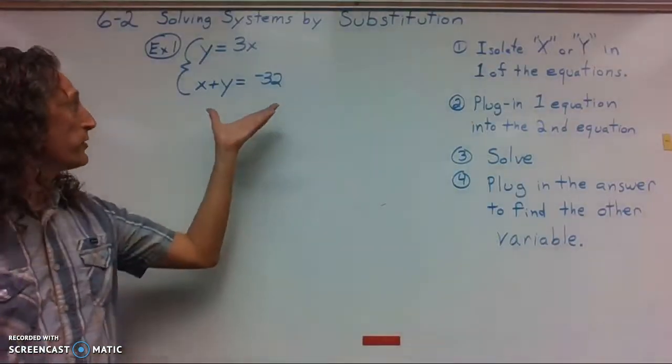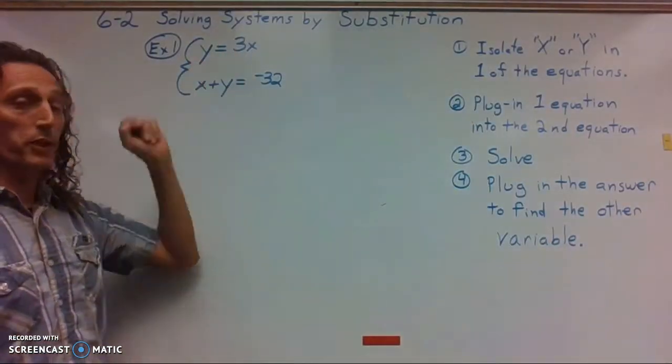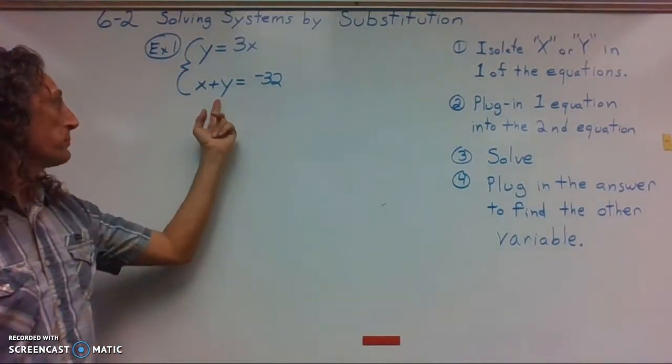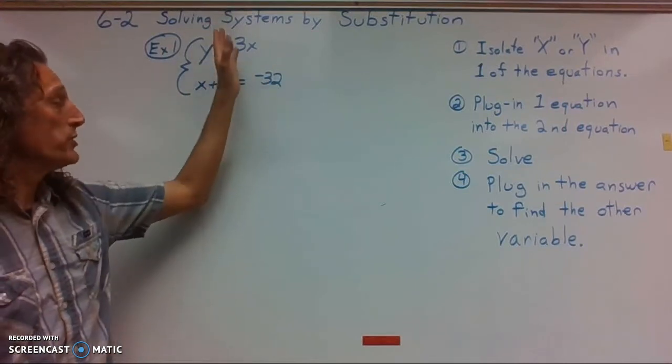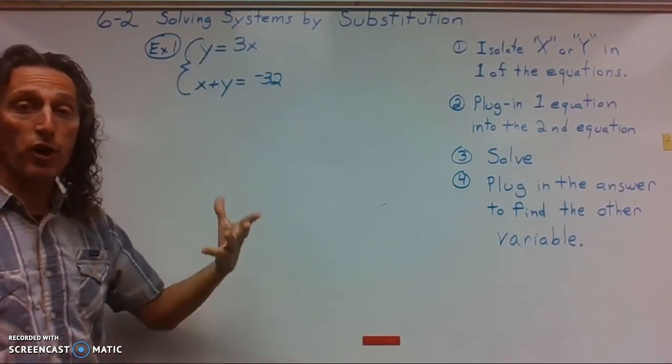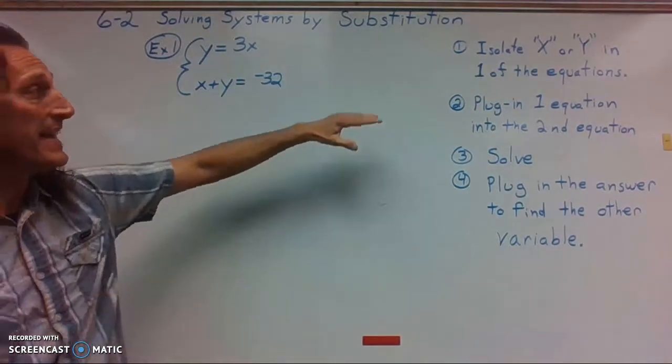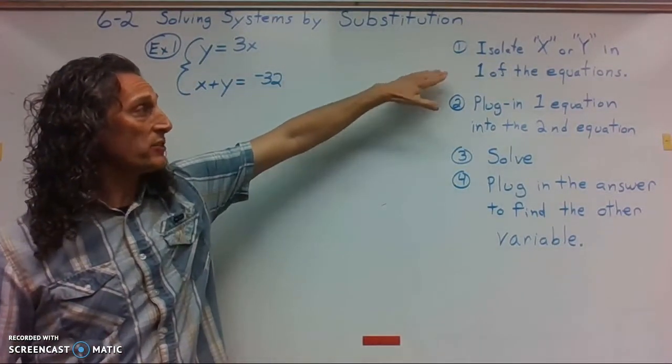All right, so here's our first example. We have y equals 3x and x plus y equals negative 32. So here's our system of equations. And now we're going to start solving it by substitution. So the first thing is isolate the x or y.